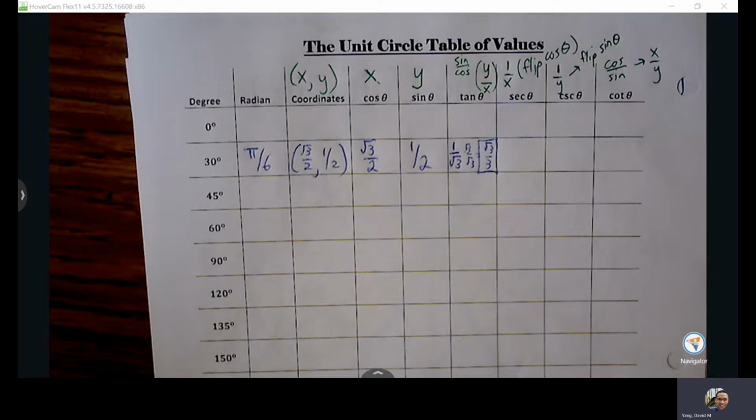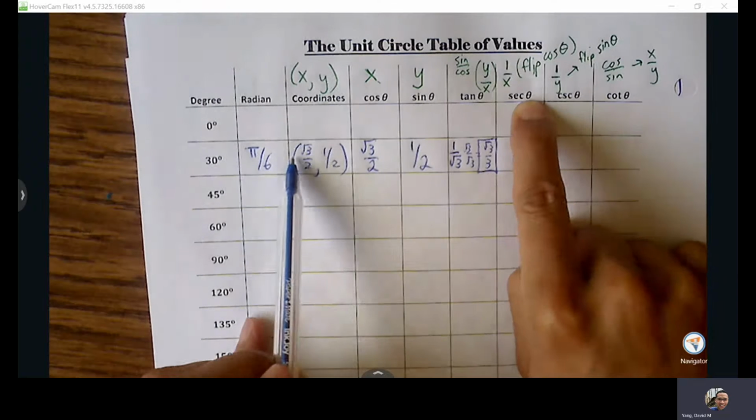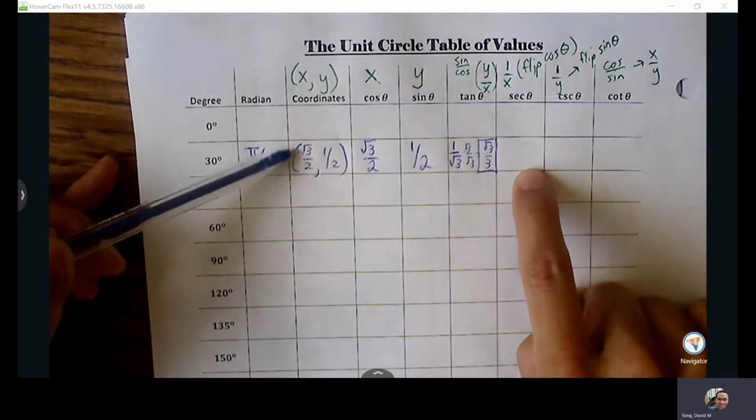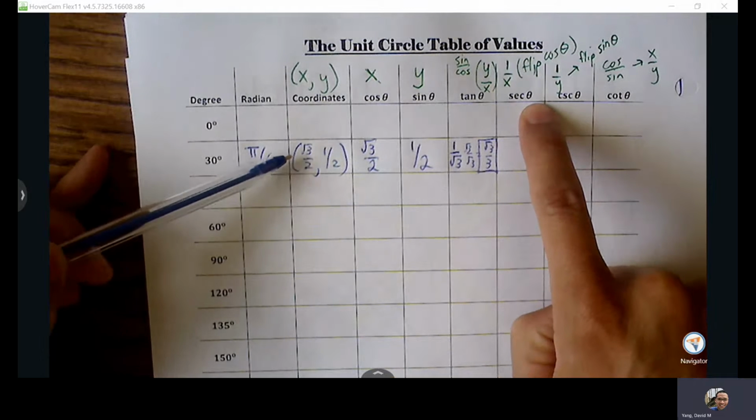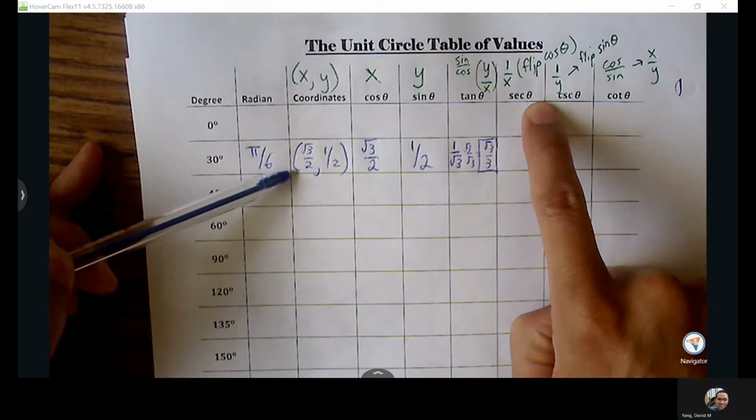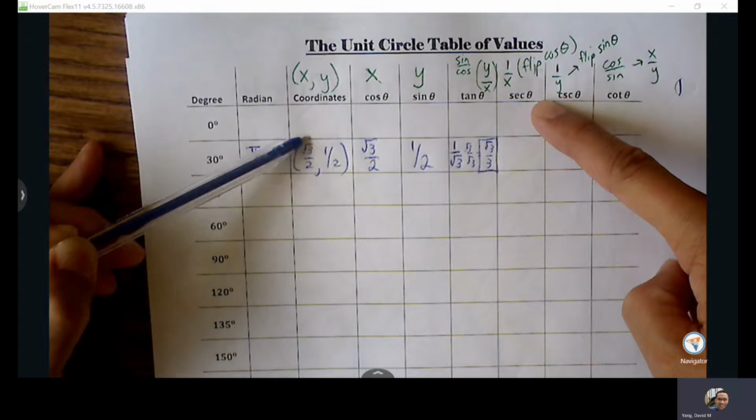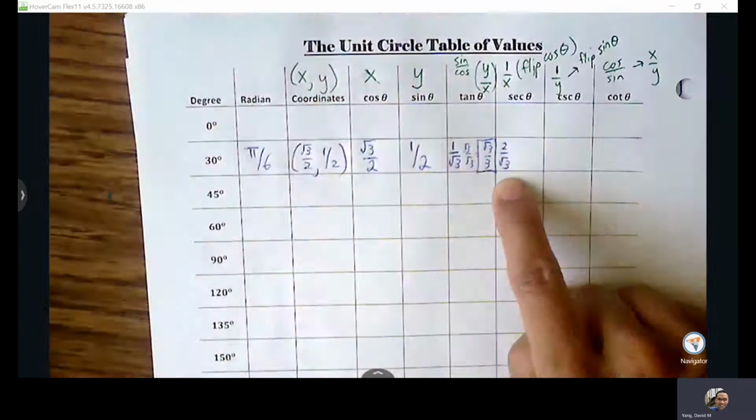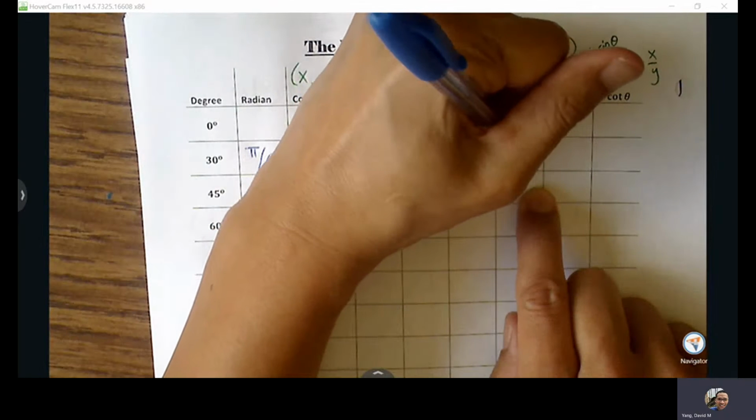Okay, any questions so far? Are we okay? Okay, secant. Secant means I'm going to take my cosine, which is my x, and I'm just going to flip it. So because cosine of pi over 6 is root 3 over 2, secant of pi over 6 must be what? What happens if I flip this? Yeah, 2 over root 3, and I can go a little further if there's a radical in the denominator. So times root 3 over root 3, I get 2 root 3 over 3.